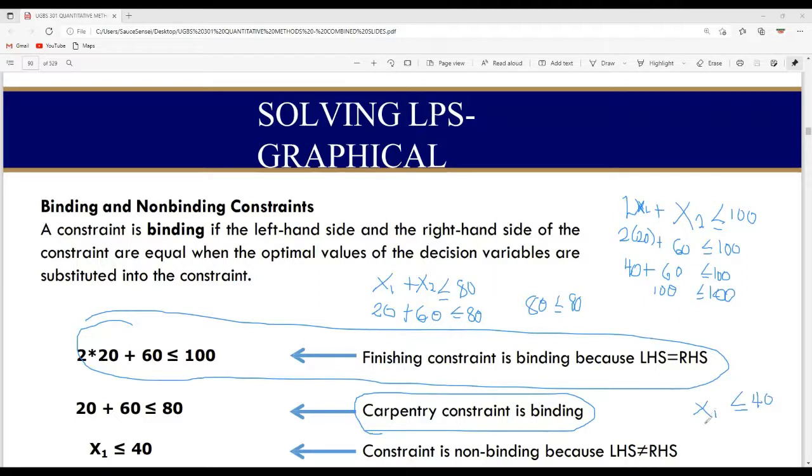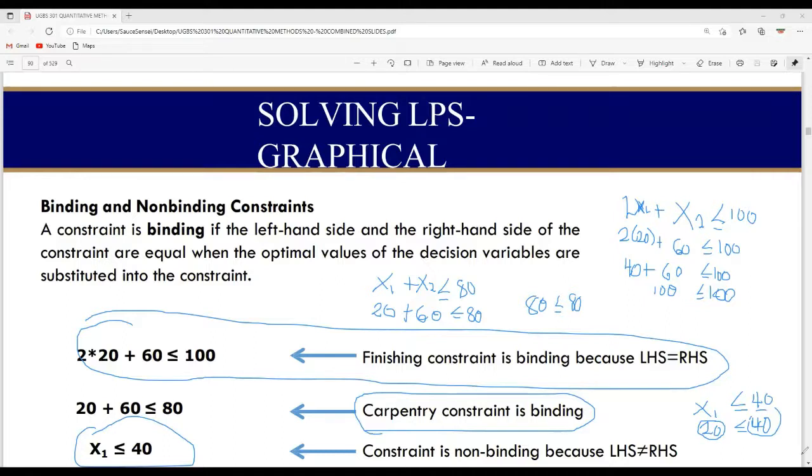S1 was what? 20. So when you look at this, it's less than 40, but it's not equal to 40. So this means the demand constraint was not binding, because the left-hand side is not equal to the right-hand side. You get it? So it was not fully utilized.